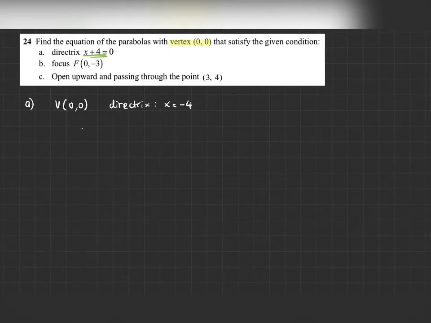Okay, so kenapa saya kata open to the right? Let's look here. So this is our y-axis kan? So ini adalah x-axis kita. Now, our directrix is at negative 4. So negative 4 tu di mana? So sini 2, sini 4. So this is where negative 4 is. X equals to negative 4. Our vertex is here at the origin 0, 0.